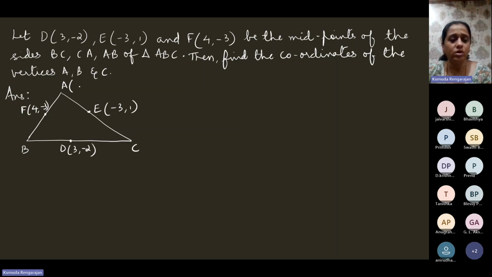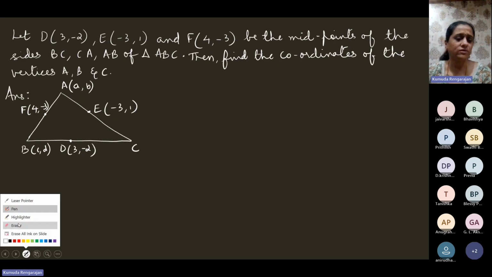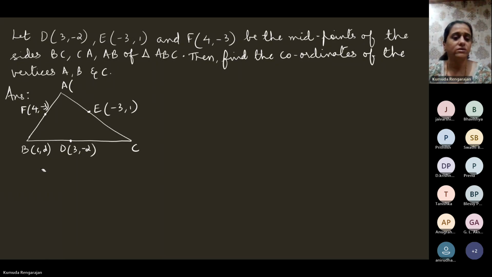So let me call them A, B, C, or you can even call it X1, Y1. Okay, let's say X1, Y1, X2, Y2, X3, Y3, anything. Or you can say x1 comma y1, x2 comma y2, x3 comma y3.